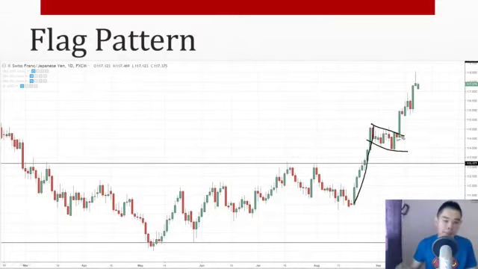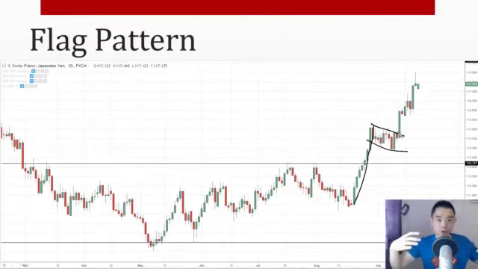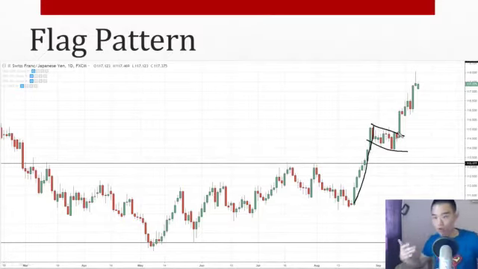Waving left and right. So for the flag pattern, the key thing that you want to take note of is the retracement candles. You want to see small-bodied retracement candles. So it tells you that the sellers are not able to push price lower. So that's why the range of the candles is quite small. Okay, so this is what we call a flag pattern.